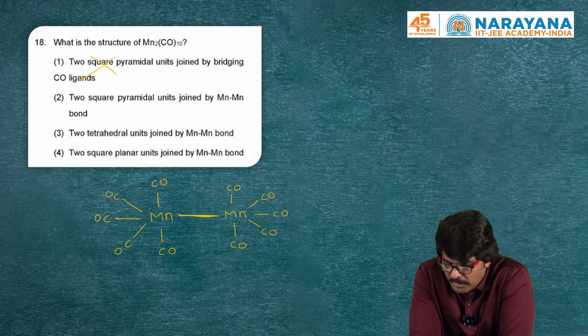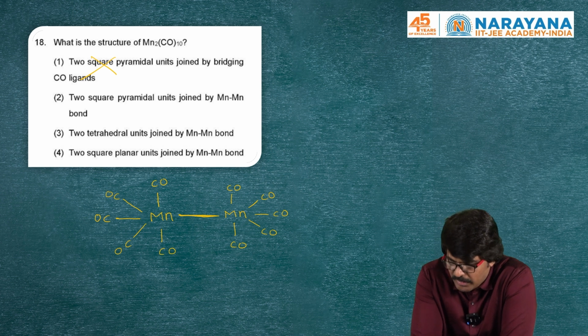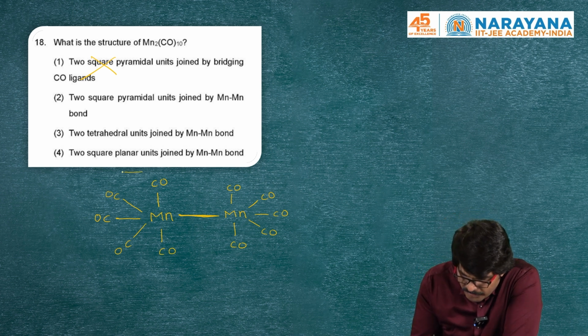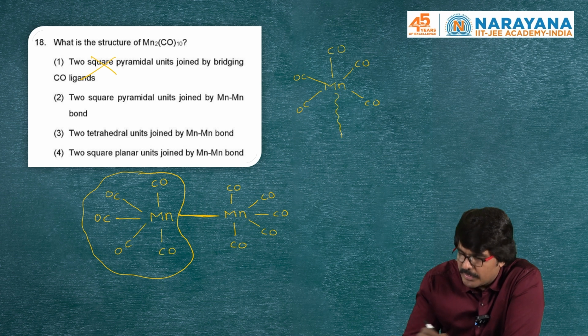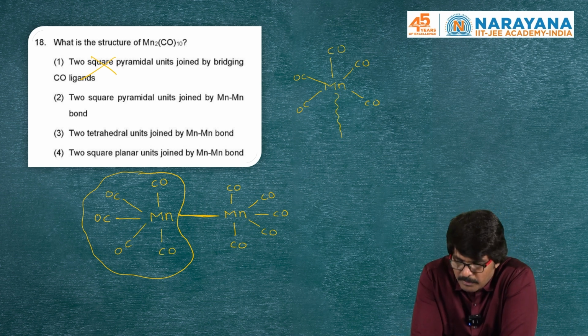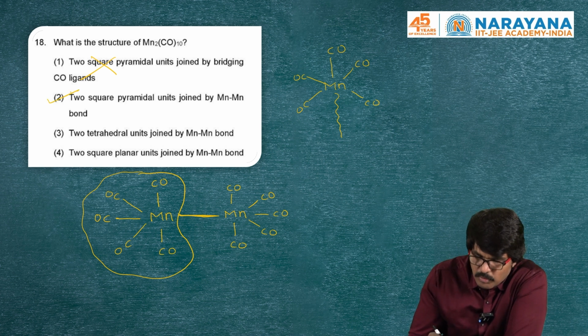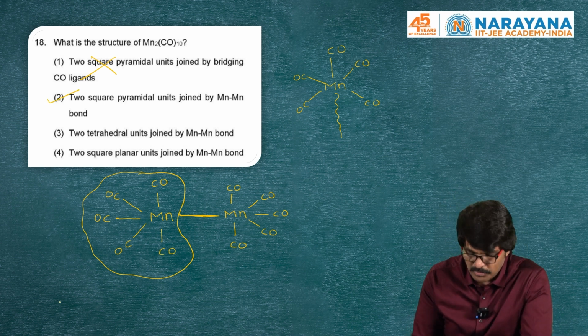2 square pyramidal units joined by manganese-manganese bond. Yes, if you take only this unit by neglecting the manganese bond, yes, it is like a square pyramid. So here this is manganese, 4 carbon monoxides at the corners of the square, and one is like a pyramid, and this is joined. So 2 square pyramidal units joined by manganese-manganese bond, therefore this is correct. So the answer is the second option.